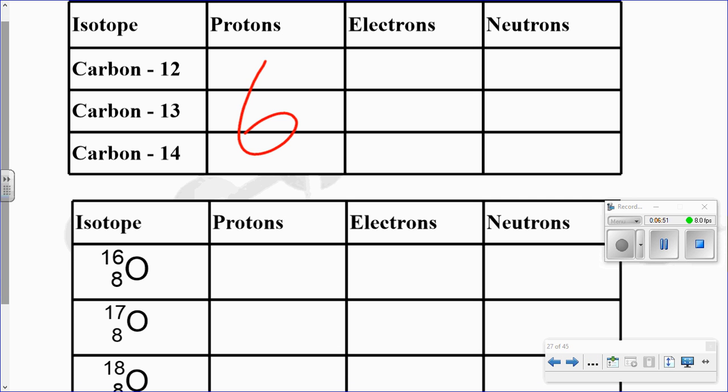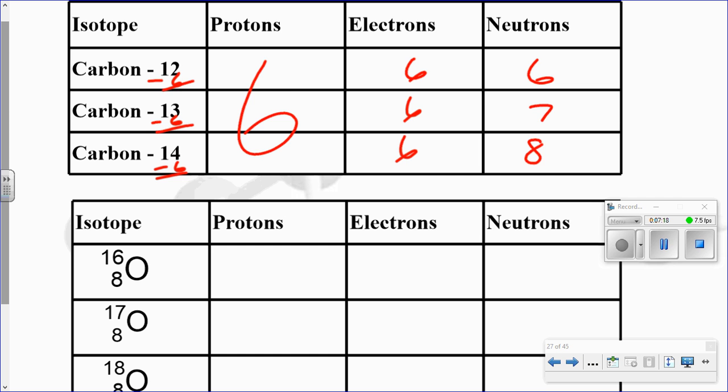6. It's got to be 6. If it's carbon, it's 6. Okay? Electrons. Now, these look like carbon atoms. Okay? I haven't specified that they're ions, so it's also 6, 6, 6. Okay? But what about the neutrons? Again, we already solved this. Well, so if it's carbon-12 minus 6 is just 6. Carbon-13 minus 6 now has to be 7. Carbon-14 minus 6 has to be 8.